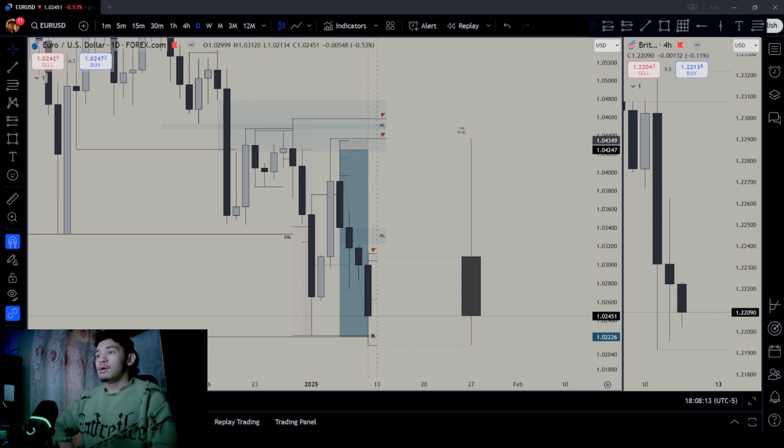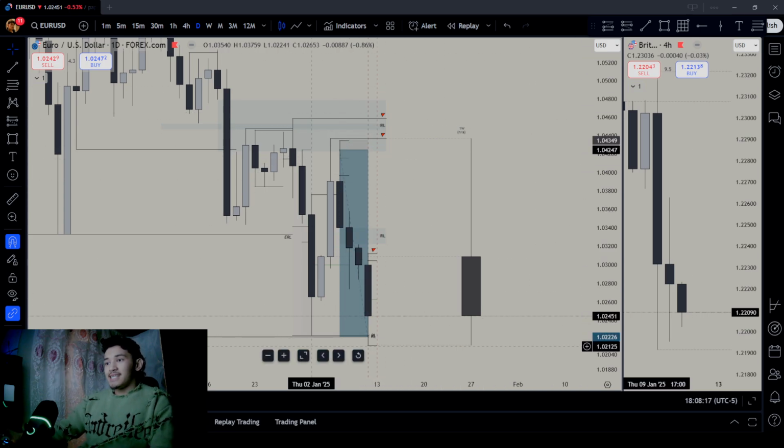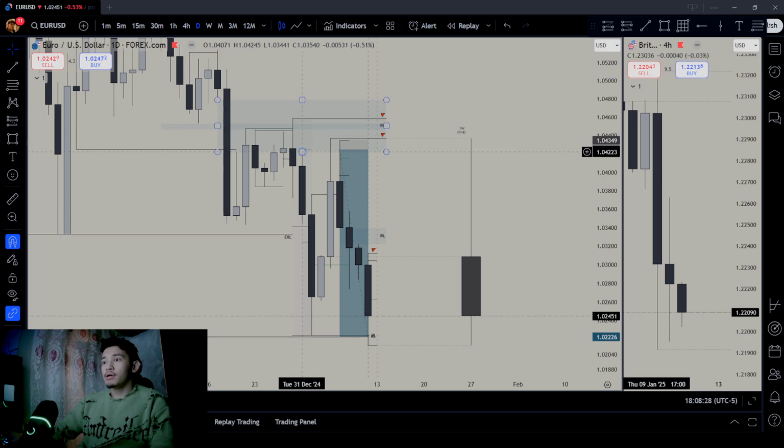Right? Our draw on liquidity is down here. How come it's our draw on liquidity here? As I said, through using multiple concepts, right? In this case, we have a dealing range from here to here. So one of our forms of a draw on liquidity is a dealing range, which is the dealing range low or high. In this case, the dealing range is pointing to the downside. So this is the bearish dealing range, so our draw on liquidity is here.